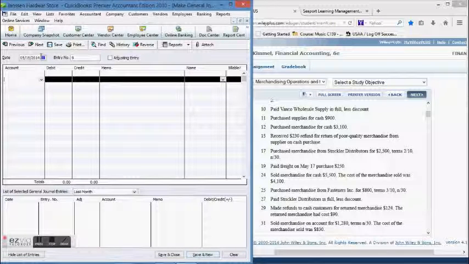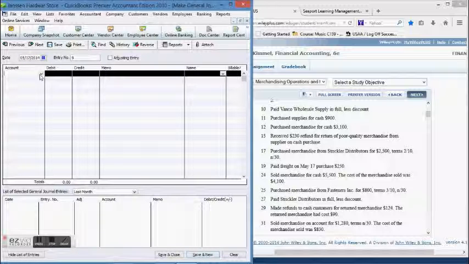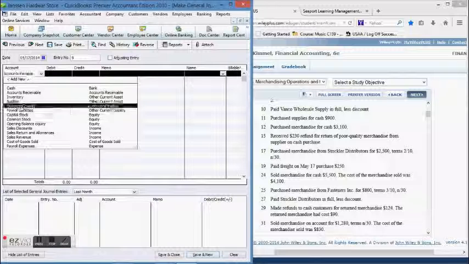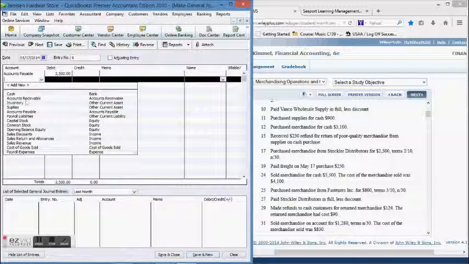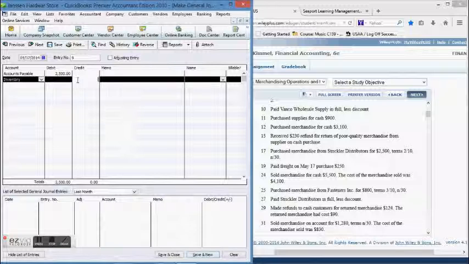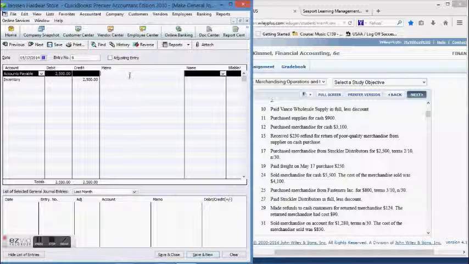May 17th. Purchase merchandise from Strickler Distributors for $2,500. Terms 2/10 net 30. If you wonder why I say the 2/10 net 30, the 2/10 means you get a 2% discount if you pay it within 10 days. The N stands for net. 30 means you must pay it within 30 days of the issuance date. So I put in that little memo to myself. Terms 2/10 net 30. You always want to take advantage of your discounts.